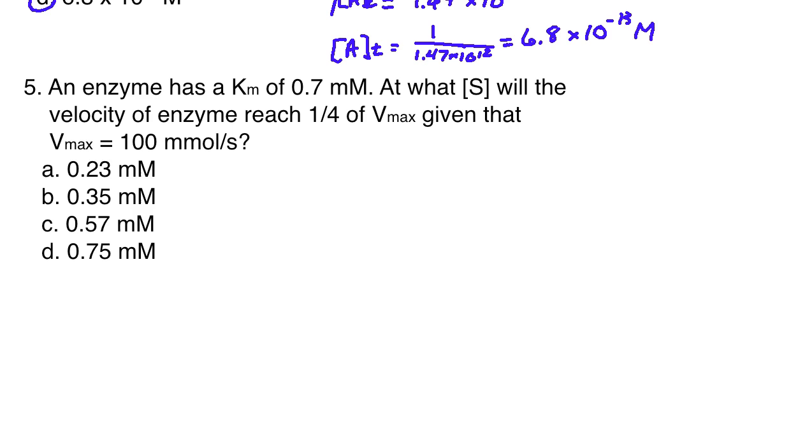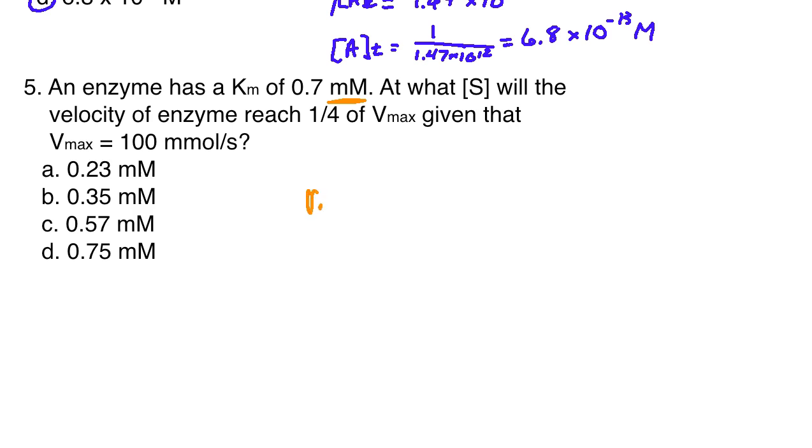That should be a concentration. It's the concentration to achieve half Vmax, and sure enough, it's a concentration there. At what substrate concentration will the velocity of the enzyme reach 1/4 of the Vmax given? That Vmax is 100 millimoles per second. So how do we set this up? We know the equation we're going to need is the Michaelis-Menten equation.